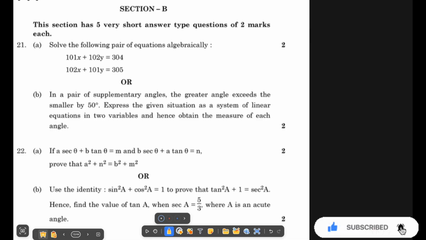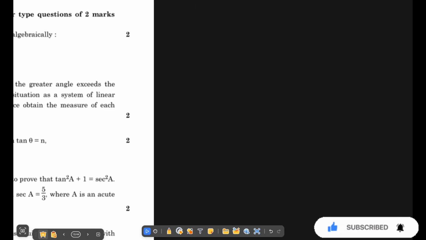So let us take, let the angles be x and y.